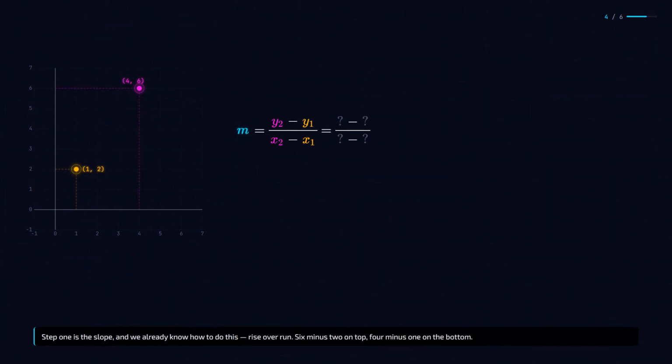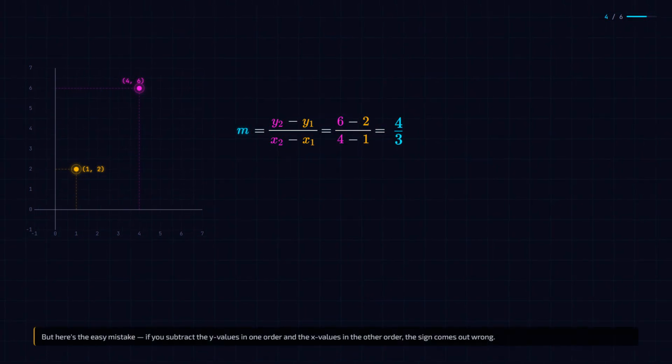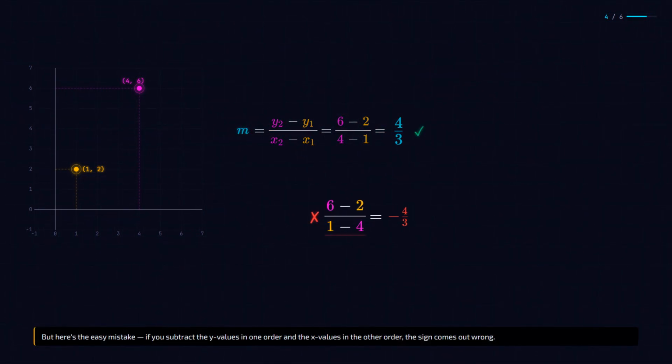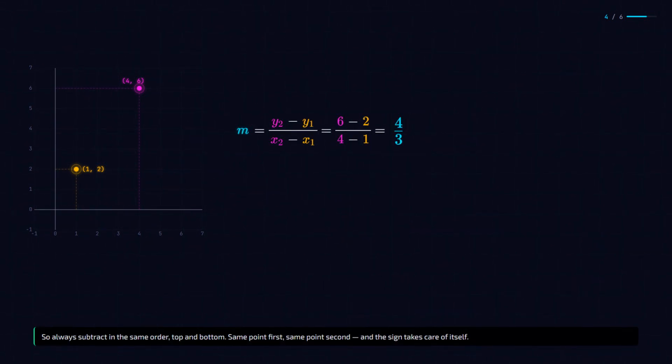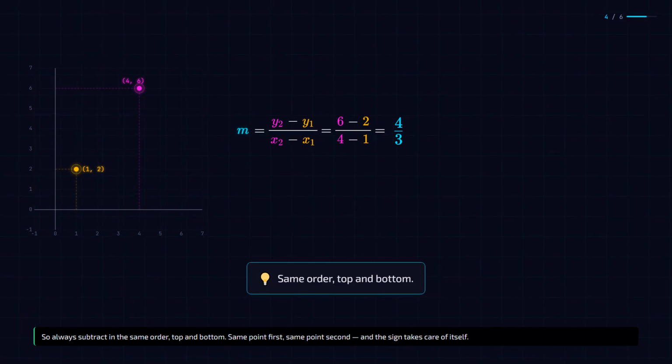Step 1 is the slope, and we already know how to do this. Rise over run. 6 minus 2 on top, 4 minus 1 on the bottom. 4 over 3, that's m. But here's the easy mistake. If you subtract the y values in one order and the x values in the other order, the sign comes out wrong. So always subtract in the same order, top and bottom. Same point first, same point second, and the sign takes care of itself.